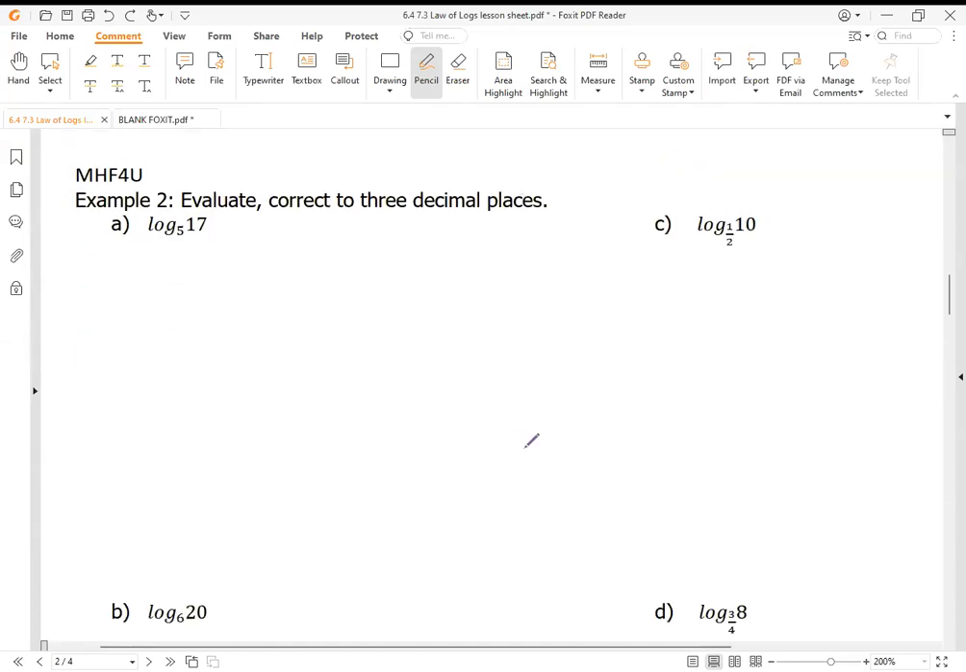Let's get going. Evaluate. Correct to 3 decimal places. So here is something where, unless you have a special calculator like Anna has, you won't be able to solve it. What I would expect is you employ your log law and say log of 17 base 5 is the same as log of 17 over log of 5. That's it. And then you use your calculator afterwards. Okay. Or if you want to be super fancy, you can use the ln button too. It doesn't matter. You'll get the same ratio.